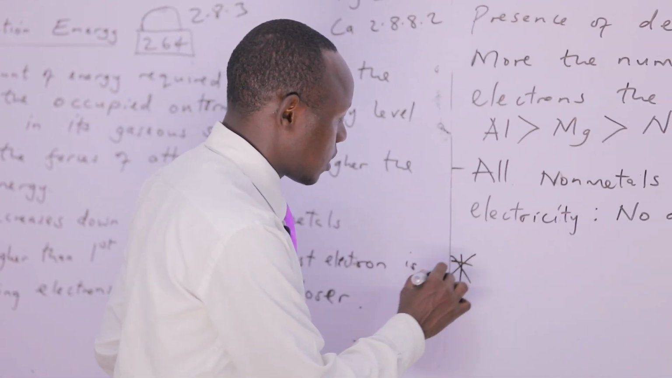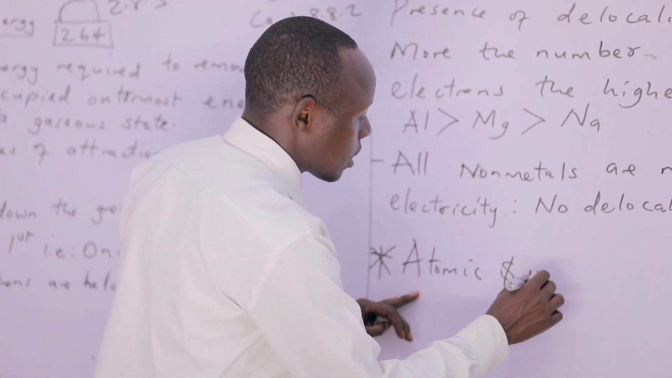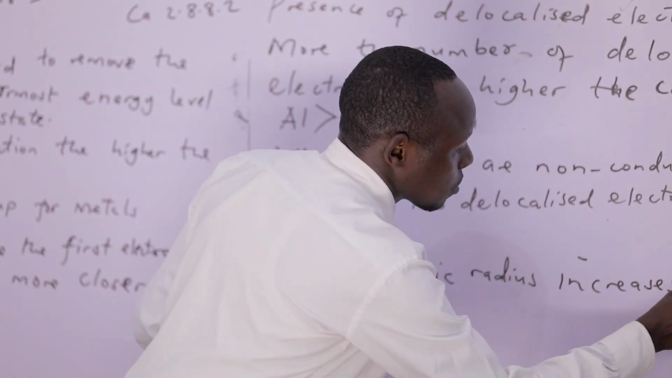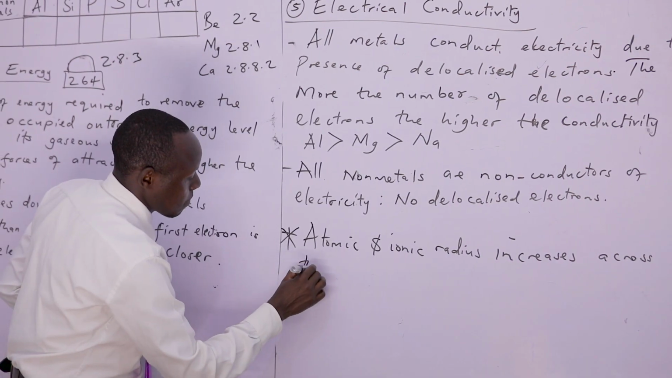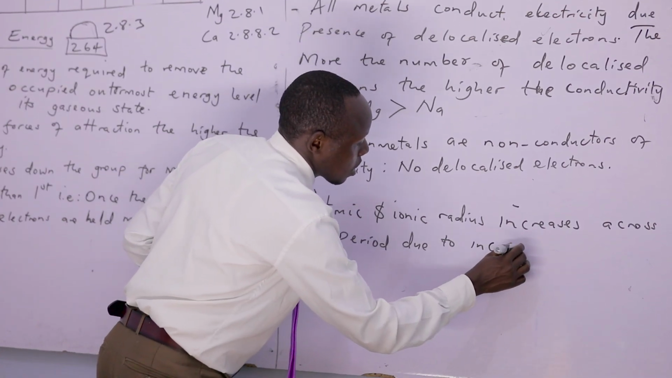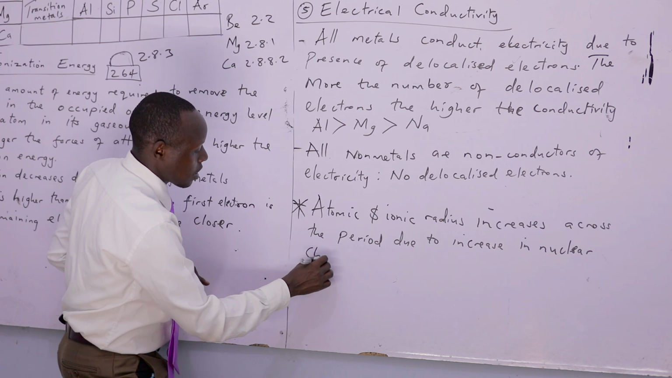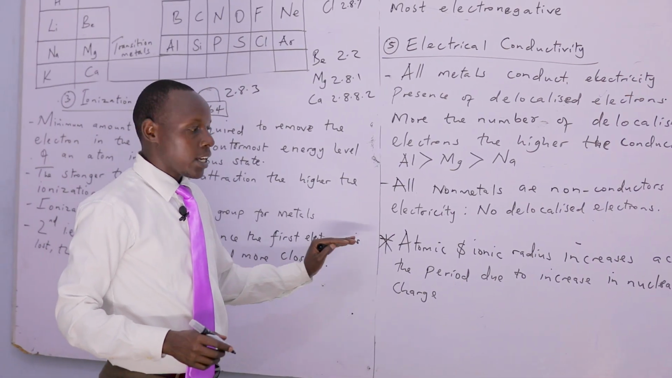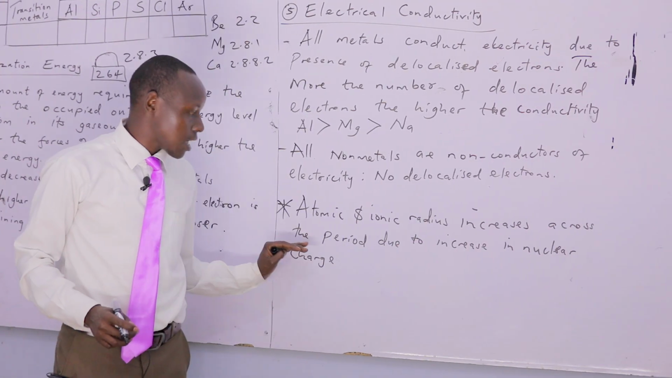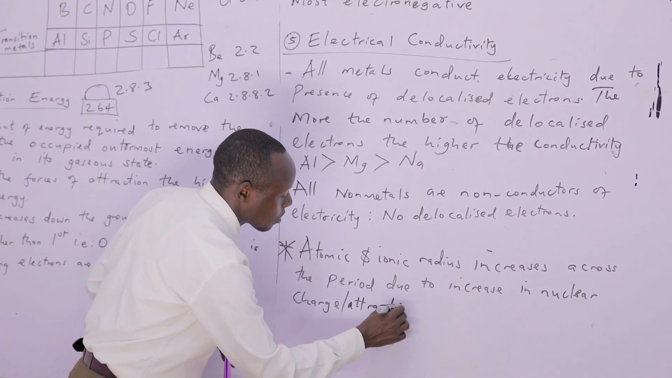I just forgot to mention, as our closing remark, atomic and ionic radius increases across the period, due to increase in nuclear charge, or nuclear attraction as some say.